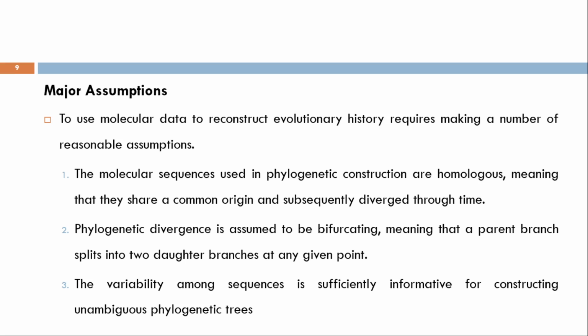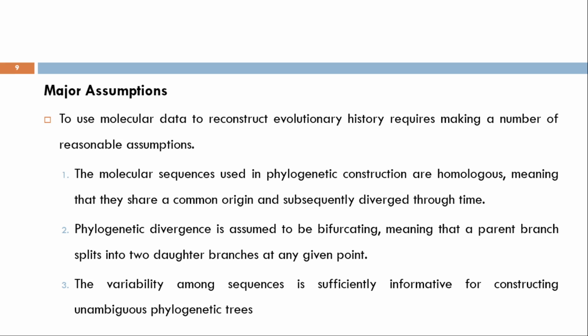Homologous means, very simply, that their ancestors were the same. They show a very strong level of similarity, meaning that they share a common origin and subsequently diverged through time. Previously they were from the same ancestor, and as time passes, the sequences become diversified. Point number two, the phylogenetic divergence is assumed to be bifurcating, meaning that from a single ancestor there were only two descendants, so a parent branch is split into two daughter branches at any given point.